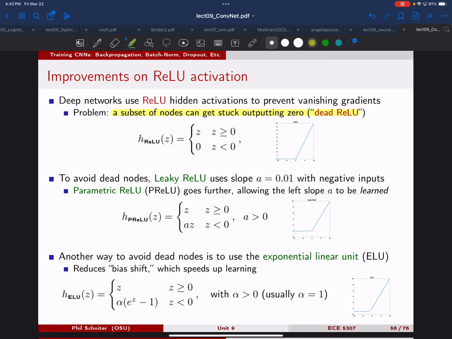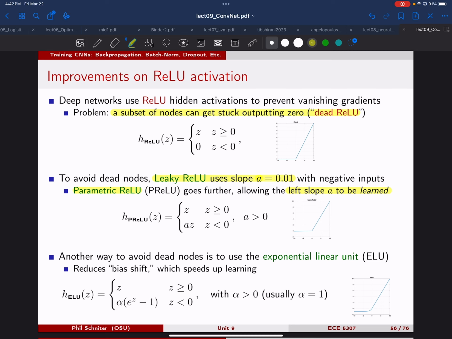As a way to prevent that, a simple trick is instead of using a 0 slope on the negative side of the ReLU, you make it a very small positive slope, like 0.01, I think is a default value. So this is called leaky ReLU. And now you do have a little bit of a gradient on that left side, and then that prevents those nodes from getting stuck. You can go even farther and say, why don't I learn that left slope? So instead of fixing it at 0.01, make that a learnable parameter. So that's all directly implemented in PyTorch. You don't have to worry about deriving anything.